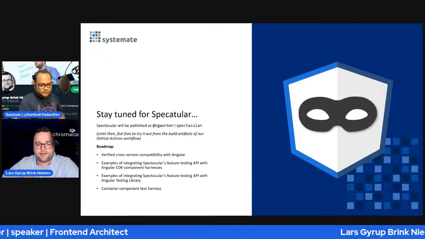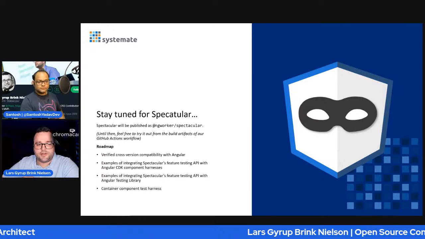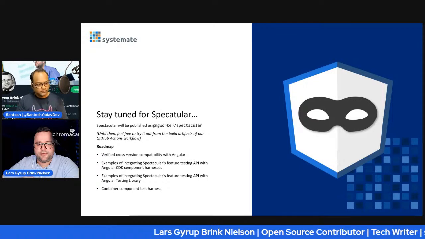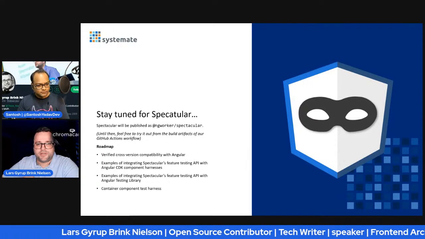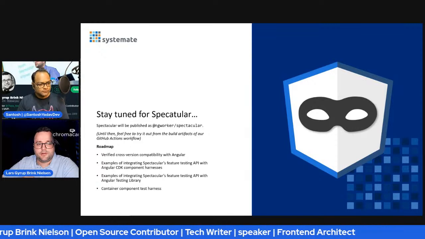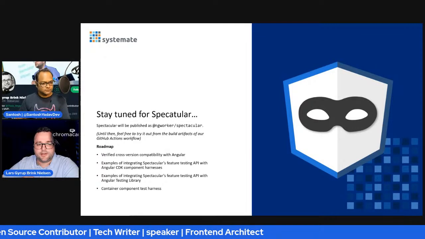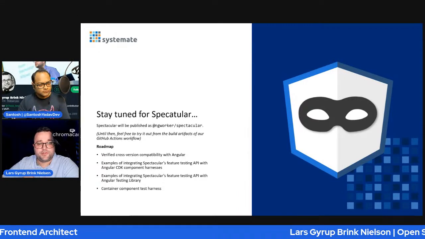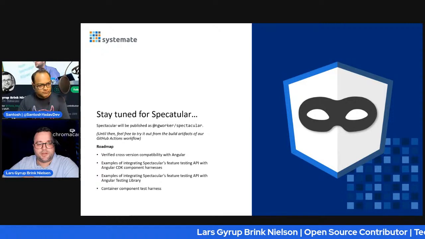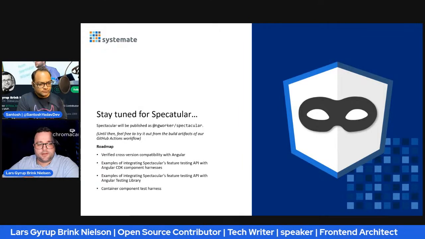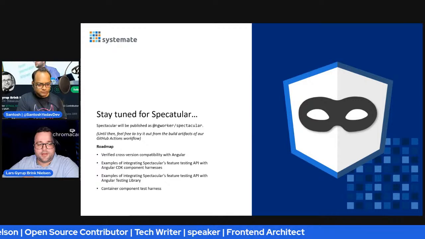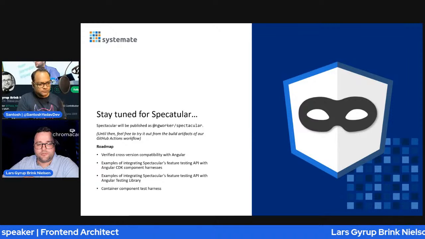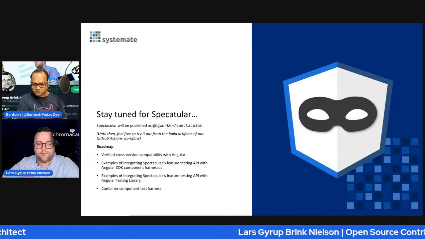And the roadmap currently for it is we will try to have verified cross-version compatibility with Angular like we have with Lumberjack. Lumberjack 2.0 works with every version 9.x, 10.x, 11.x of Angular. And we'll try to do the same for one version of Spectacular, so you don't have to keep updating it all the time. So it will also get examples of integrating it with Angular CDK component harness and Angular testing libraries. And at some point, we'll add a container component test harness as well.